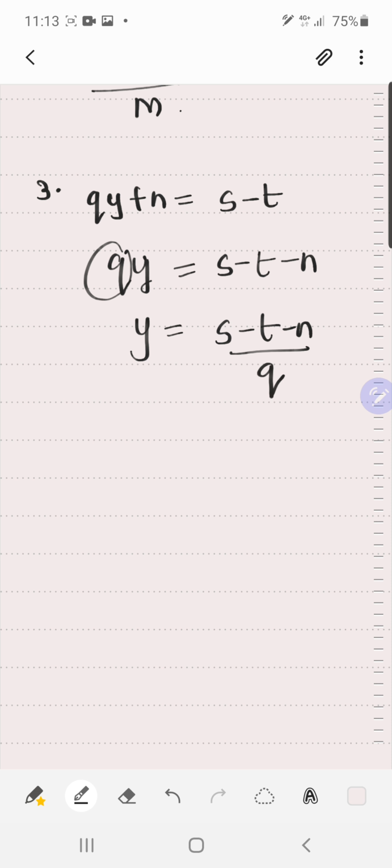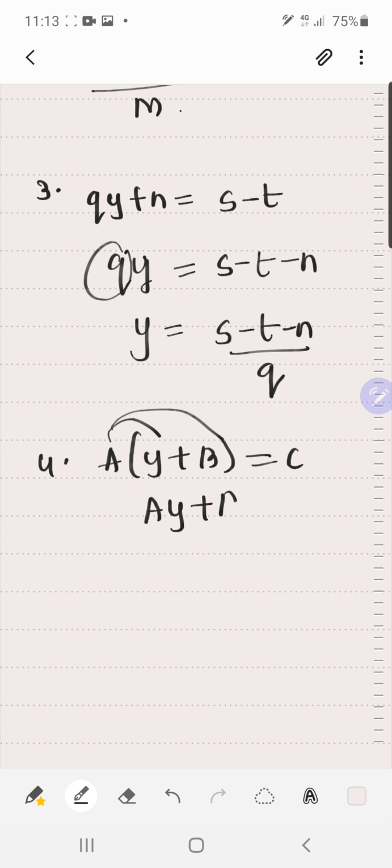Next is the 4th: ay plus b is equal to c. You have to make y the subject. First open the bracket, so it will be ay plus ab is equal to c. My dear kids, you want y as the subject, so you want to take this out. See the standard form as per your books and sheets, the PDF which you have. According to that, you have to use the elimination method.